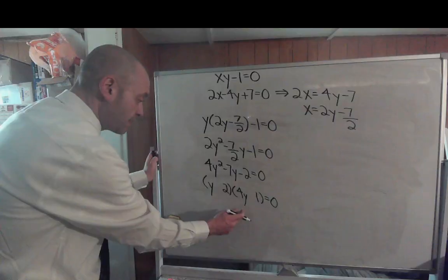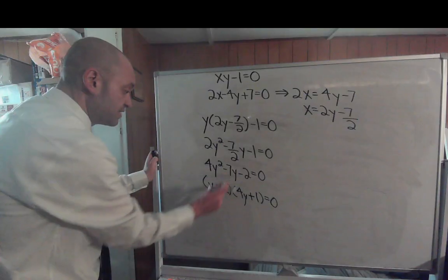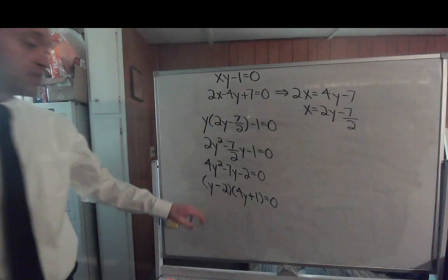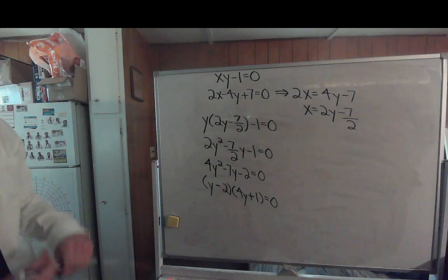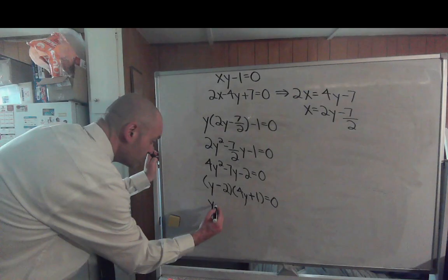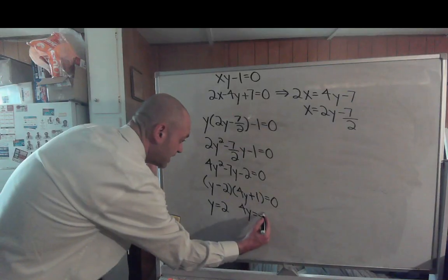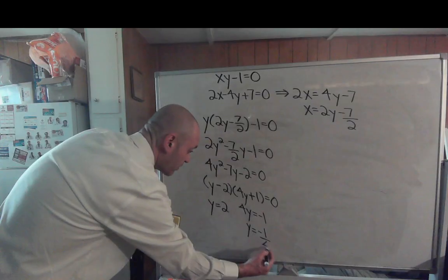4y squared plus y minus 8y gives you negative 7y minus 2. Perfect. So this factors into the quantity of y minus 2 times 4y plus 1. So we should have two factors of y. So y would equal 2, 4y would equal negative 1, which means y would equal negative 1/4.